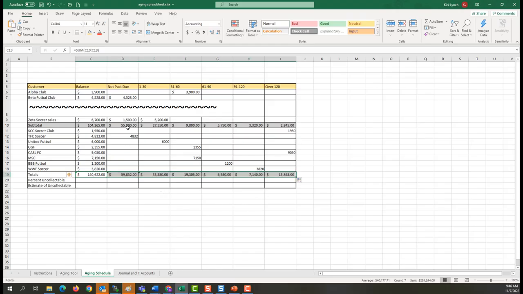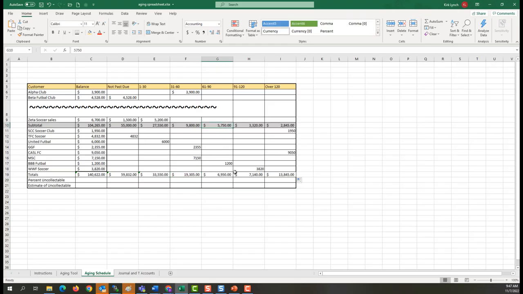the new additions. So back in the not past due, we had 55,000. We've added 4832. Our new not past due total is 59,832. In the 1 to 30, we had 27,550. We've added 6,000 to that. We now have 33,550. In the 31 to 60, we had 9,800. We've added these two balances to that for a total of 19,305.